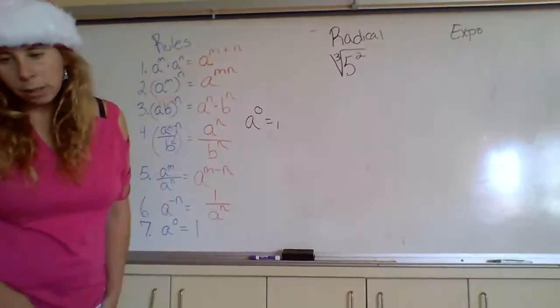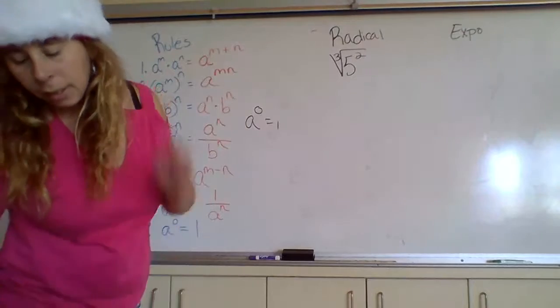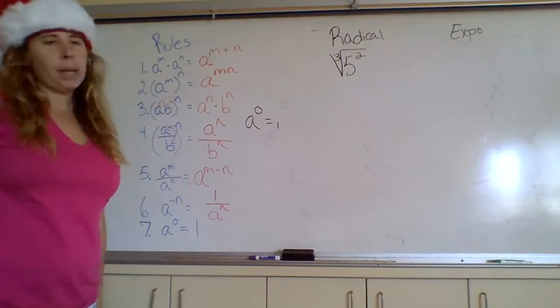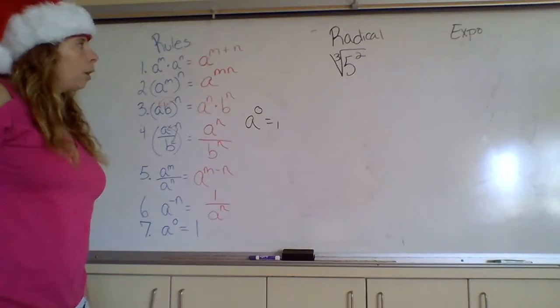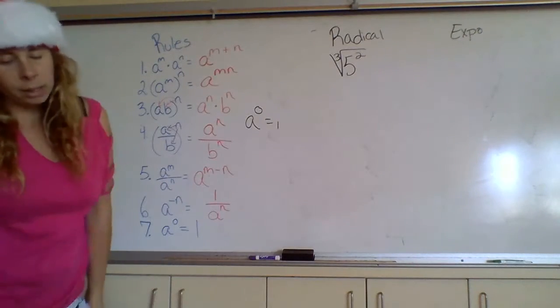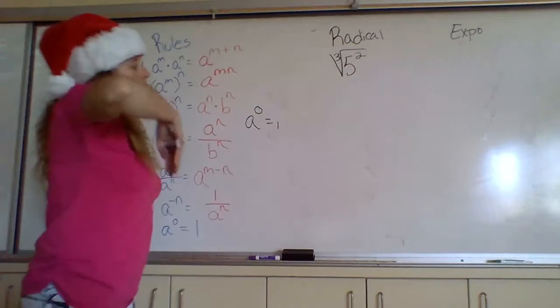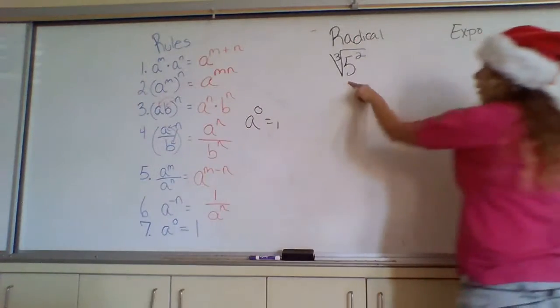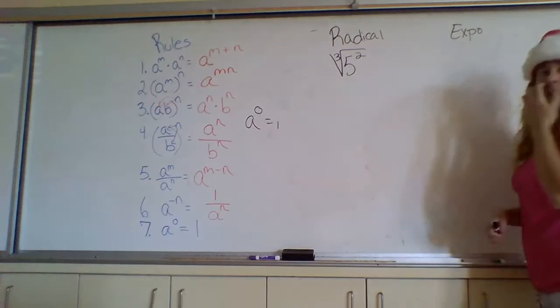Okay, for numbers 13 through 20, you're given one form and you have to write it in the other. So you're either given radical form and you have to write exponential, or you're given exponential and you have to write it in radical. This is just the first one. They give you the cubed root of 5 squared.